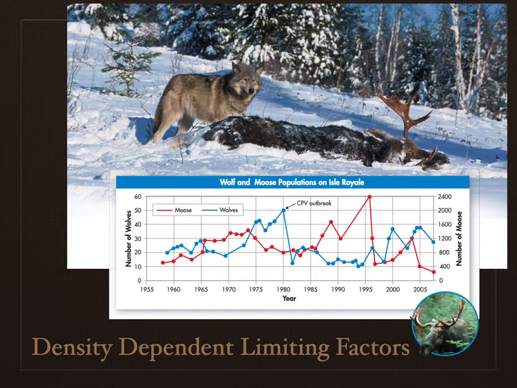So there's this interplay in nature, and you can follow it where as one goes up, the other starts to go up. As one goes down, the other one kind of comes down. And they kind of play back and forth like that. But these are density-dependent limiting factors. Okay, I think we answered the question there, didn't we?